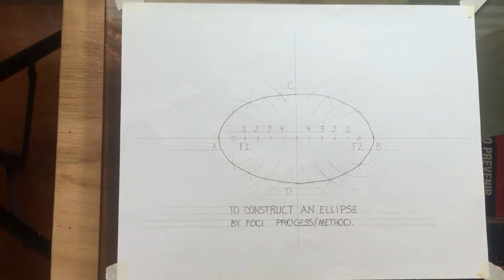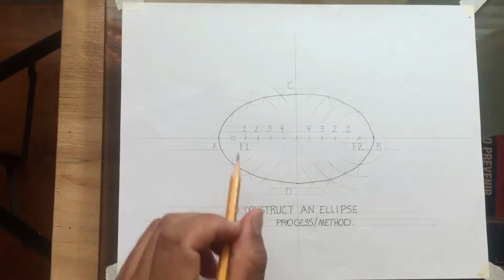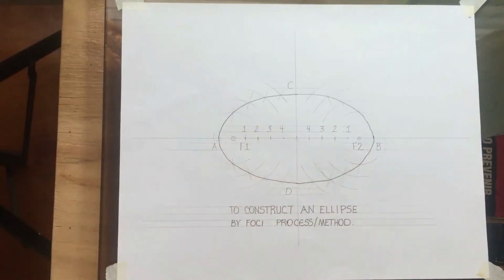To construct a tangent and a normal to any given ellipse. In this case, I'm using the foci method of constructing an ellipse, and here we're going to see the method used to draw any tangent and a normal to a given ellipse. Okay, in this case we're considering this ellipse.